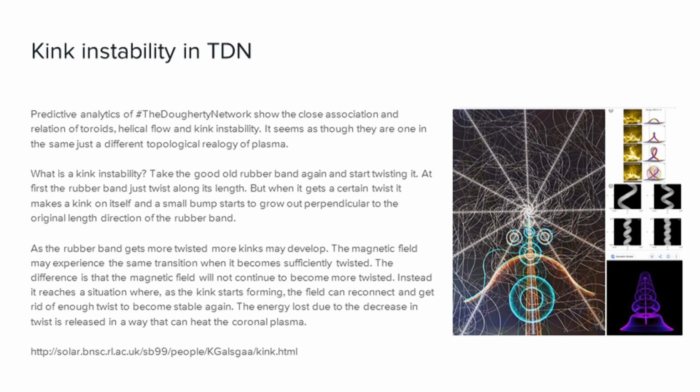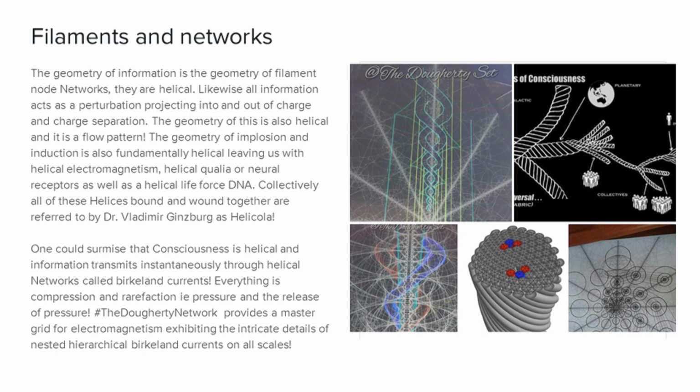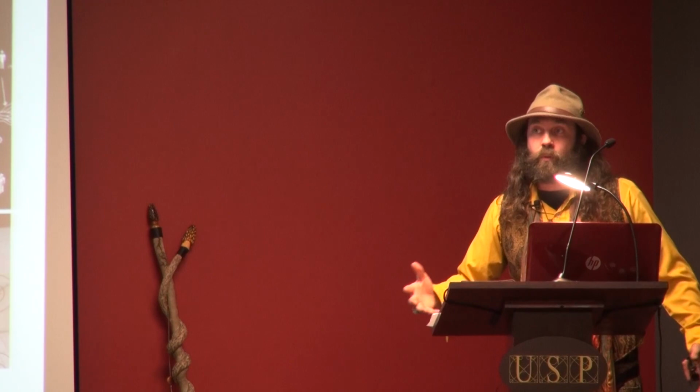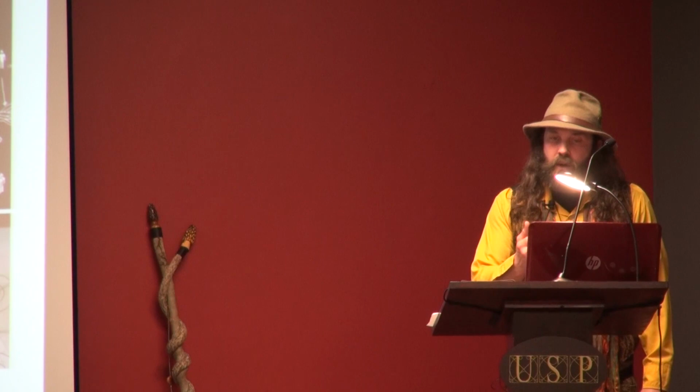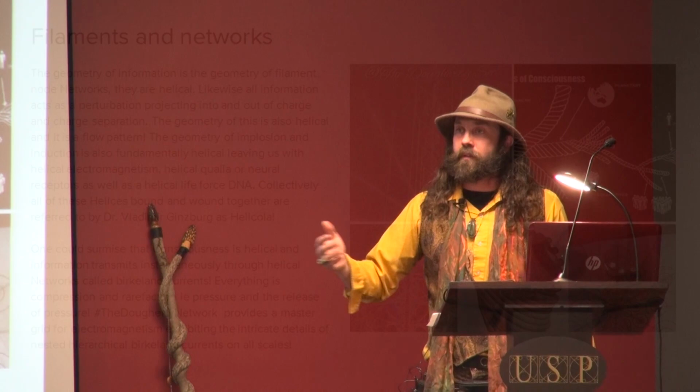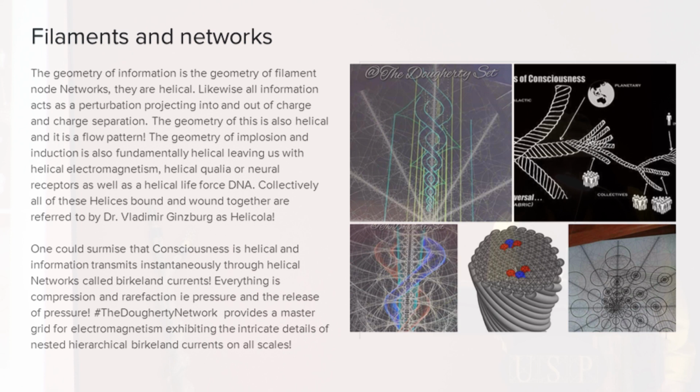Filaments and networks. It's clear to me that these nesting networks, the geometry of information, is the geometry of filament node networks. They are helical. Likewise, all information acts as a perturbation information mind field. Russell was talking about a mind universe, and this is how consciousness can possibly be thought of as moving along these Birkeland currents throughout space. The geometry is also helical and a flow pattern. It's a geometry of implosion and induction.